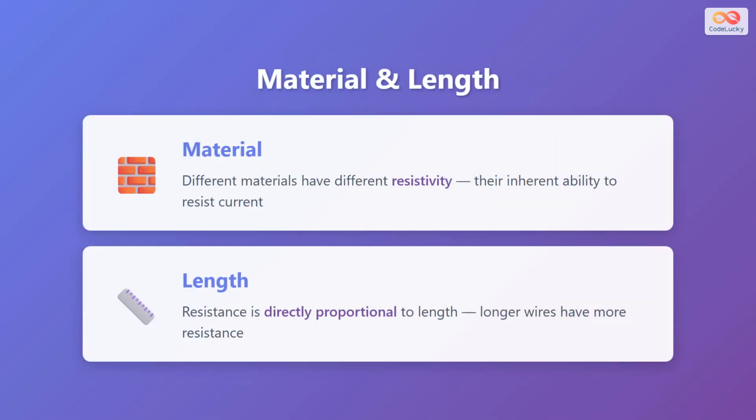The first factor is the material. Different materials have different resistivity, which is their inherent ability to resist electric current. For example, copper has low resistivity, while rubber has extremely high resistivity.